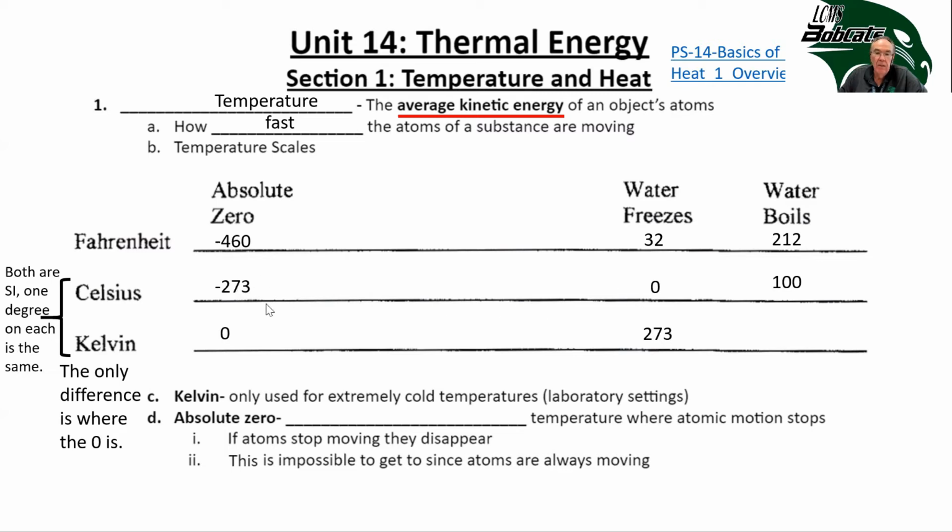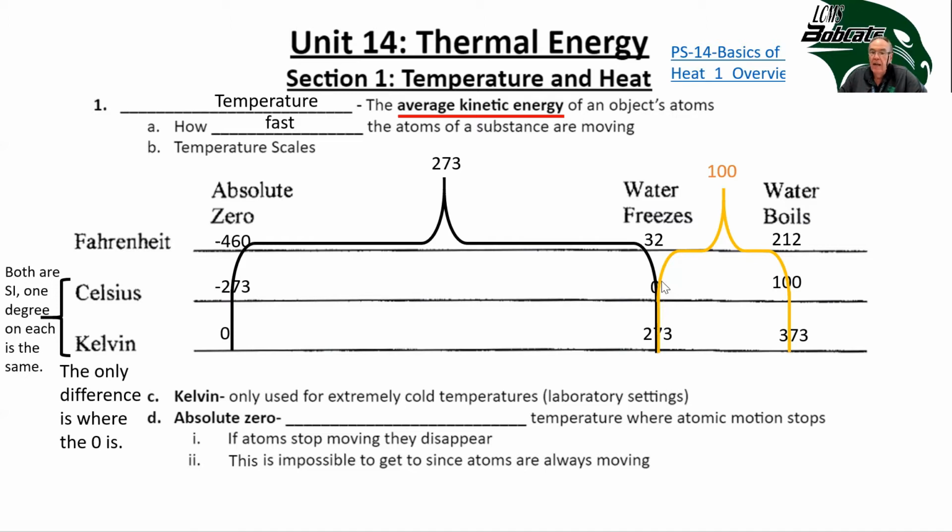So you have to come up 273 degrees. And the same thing on the Kelvin scale. And then it's another 100 degrees to boiling. So on the Kelvin scale, it boils at 373 degrees. So from absolute zero to the freezing point of water on both scales is 273 degrees. You're just either going from 0 to positive 273 or from negative 273 to 0. And then it's another 100 degrees to where water boils.